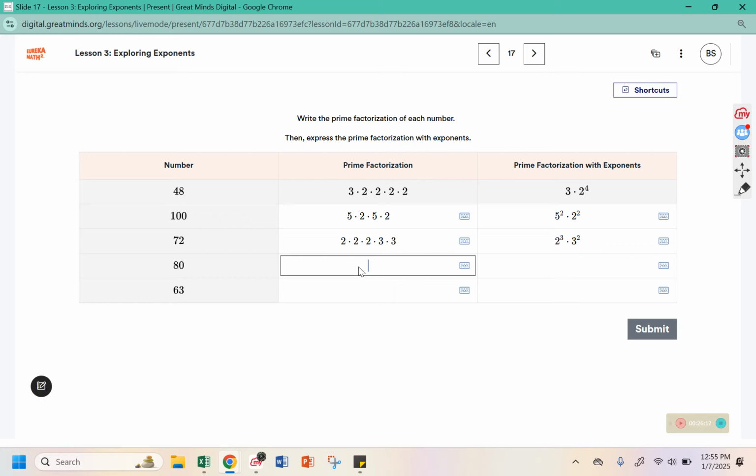80 could be 8 times 10. We can split up that 8 into 4 times 2, and the 4 can be split into 2 times 2. 10 can be split into 2 times 5. So that would be 2 to the fourth power times 5 to the first power, but we can make that one be an invisible one. 63 is 7 times 9. 9 can be split up into 3 times 3, but 7 cannot be split up any further. It is a prime number.